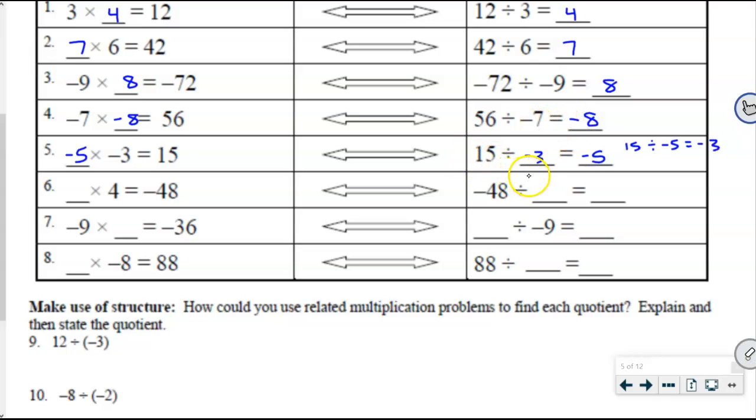Let's review that. A positive divided by a negative is equal to a negative. Even if we rewrote it this way, a positive divided by a negative is a negative.